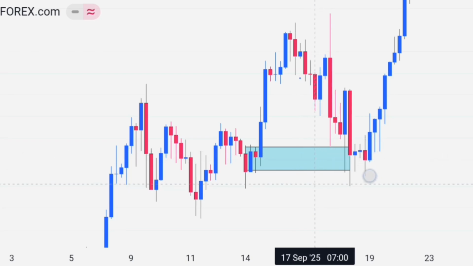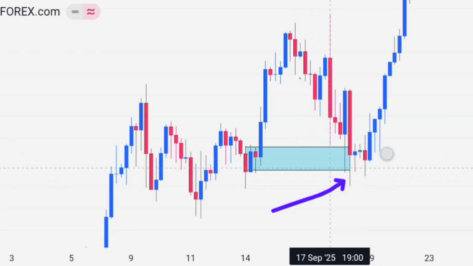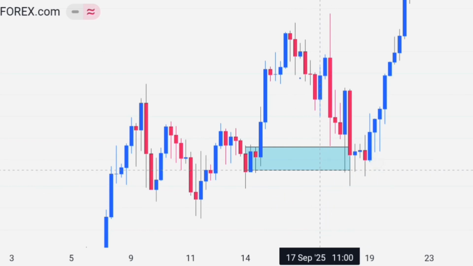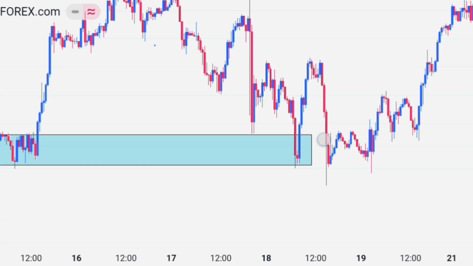But as you can see here, we have some fake out. That is manipulation. If you go down to the 1 hour or 30 minutes time frame, so here is the 30 minutes time frame, if you put your limit buy order here expecting this demand zone to hold, you see you get faked out immediately and then price will go in your direction.